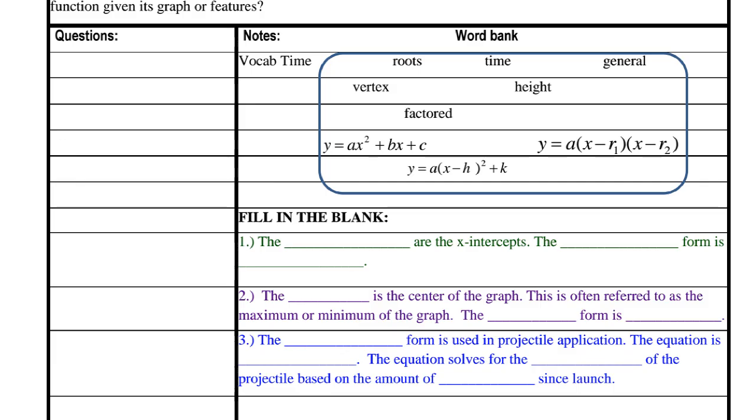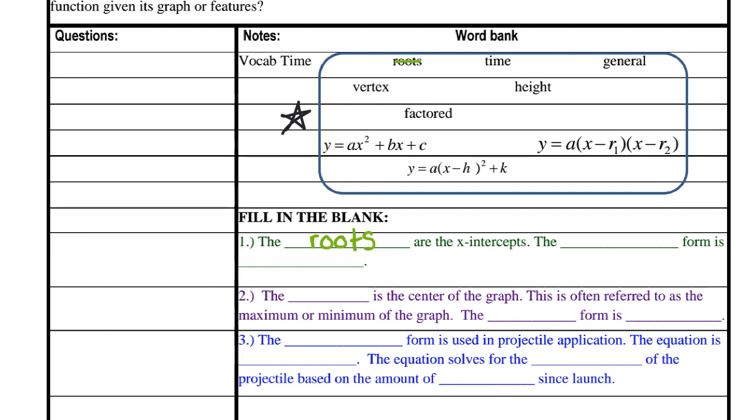So far, we have looked at a lot of different vocab words, and so we have them all written in this box up here, along with our three different types of equations. And so we've got a couple fill-in-the-blank problems below that we will go through using our word bank. The first fill-in-the-blank question says, the blank are the x-intercepts. We know that the word roots is the same thing as the x-intercept. The blank form is blank.